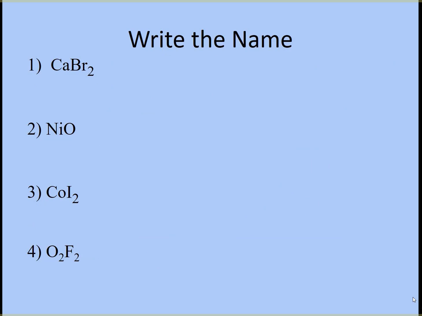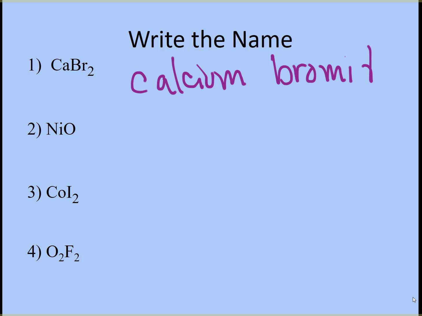So you can stop the tape if you think you've got enough, but I'm just going to take you through some more naming examples. Let's do this one. This is calcium, which is in group 2, so I don't have to do the oxidation number, and then bromide. Calcium's always a +2, so you don't have to tell people.